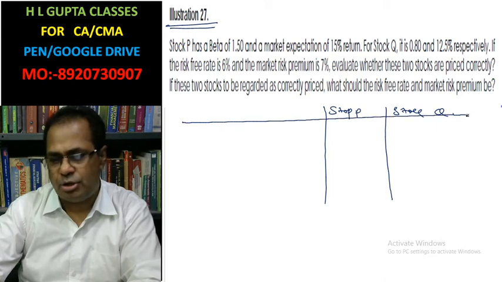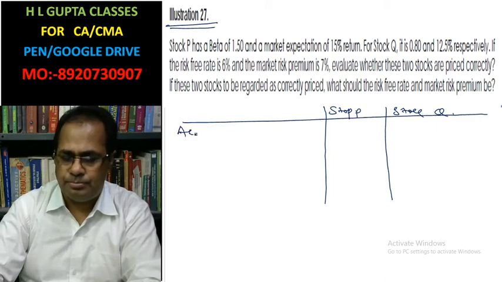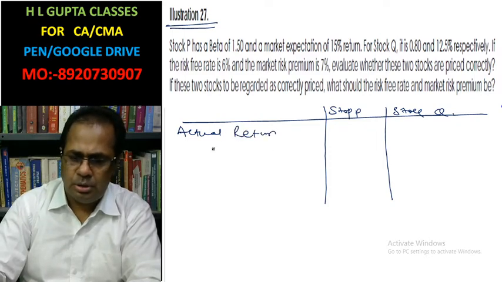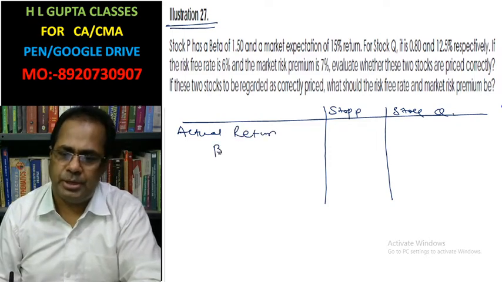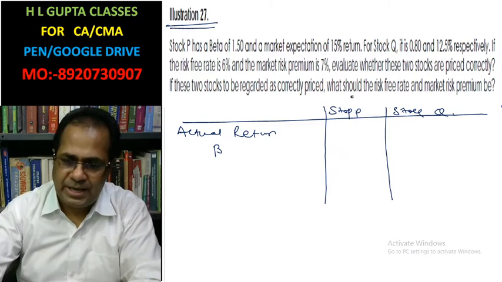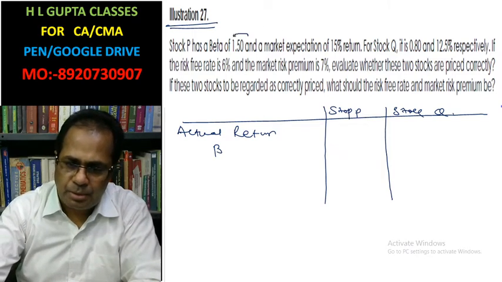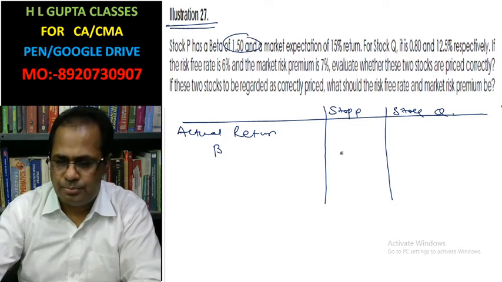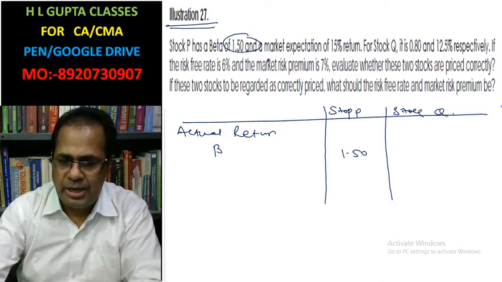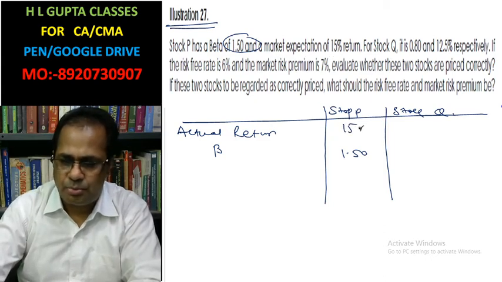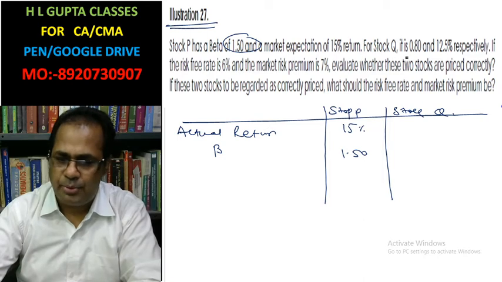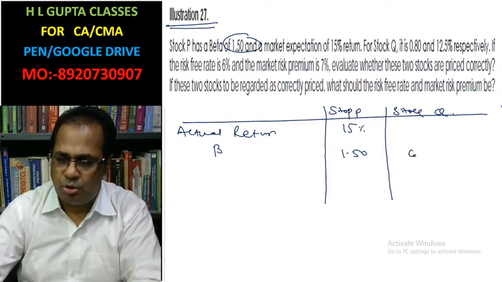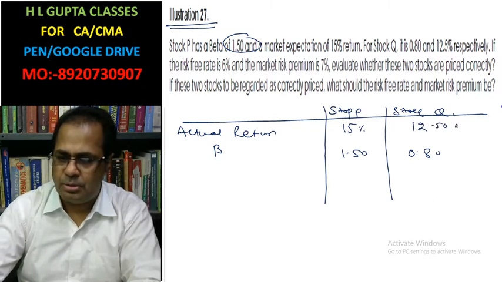The actual return and beta of these two stocks are given here. Beta of company P is 1.5 and the actual return is 15%. For company Q, the beta is 0.80 and the actual return is 12.50%.